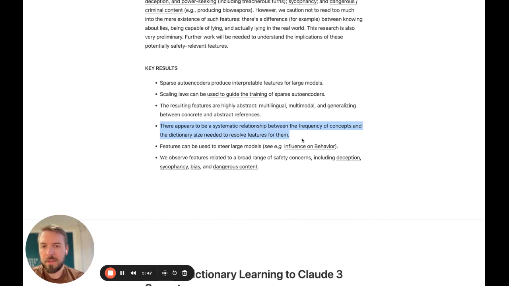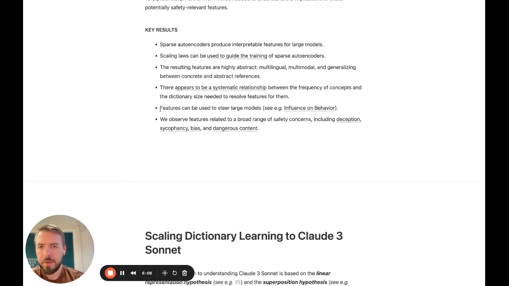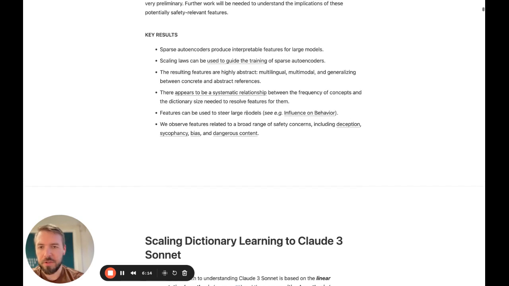There appears to be a systematic relationship between the frequency of concepts and the dictionary size needed to resolve features for them. Not sure what this means yet. We'll probably get to it. So dictionary learning is what they sort of described in the earlier work, and we'll cover that as we go through the article. Features can be used to steer large models to, for example, influence behavior, as we mentioned.